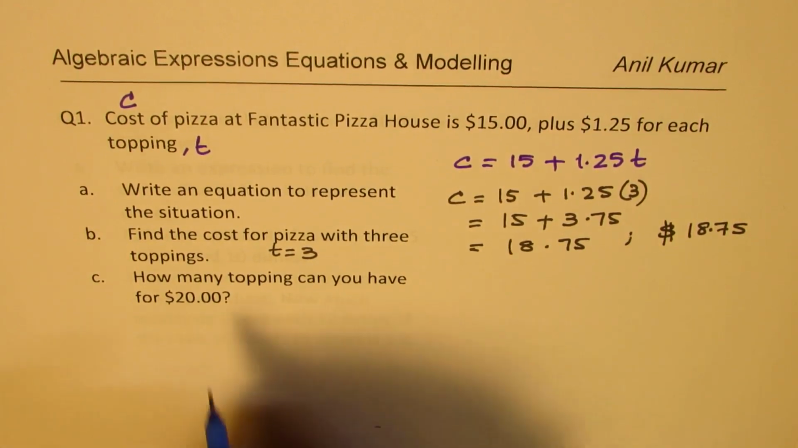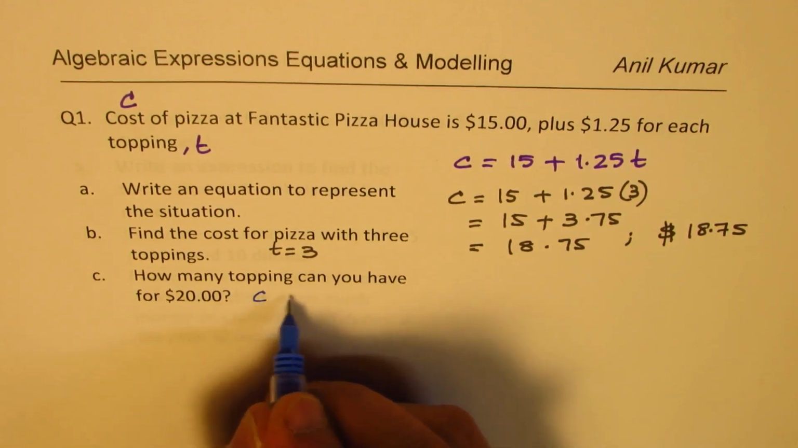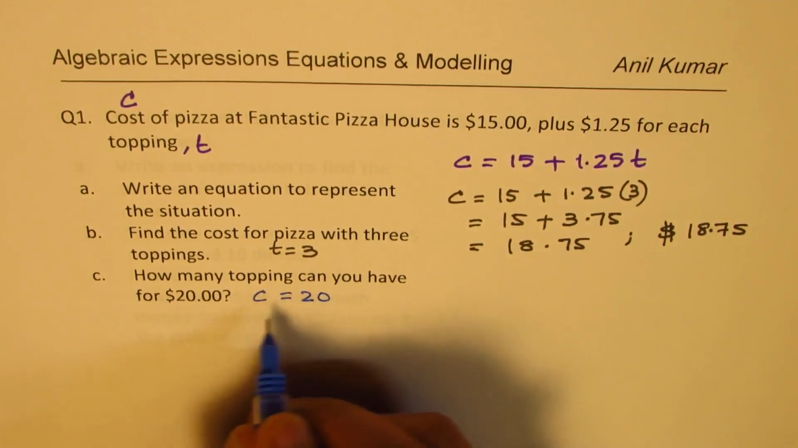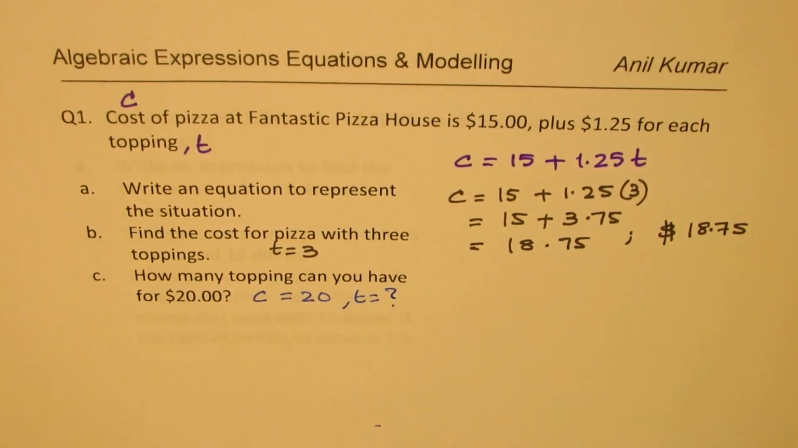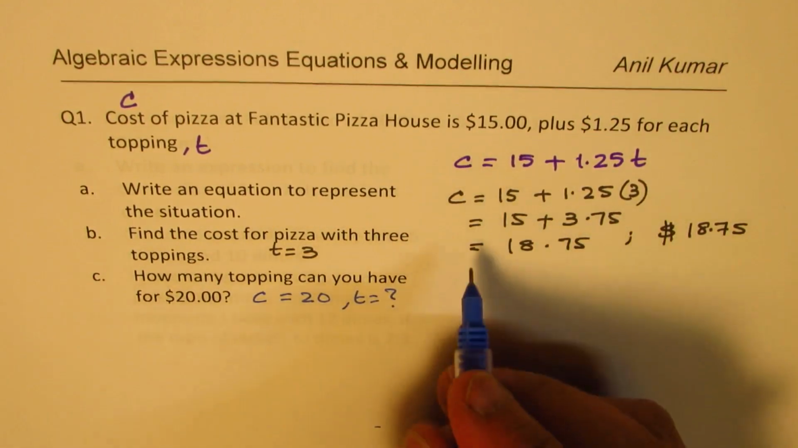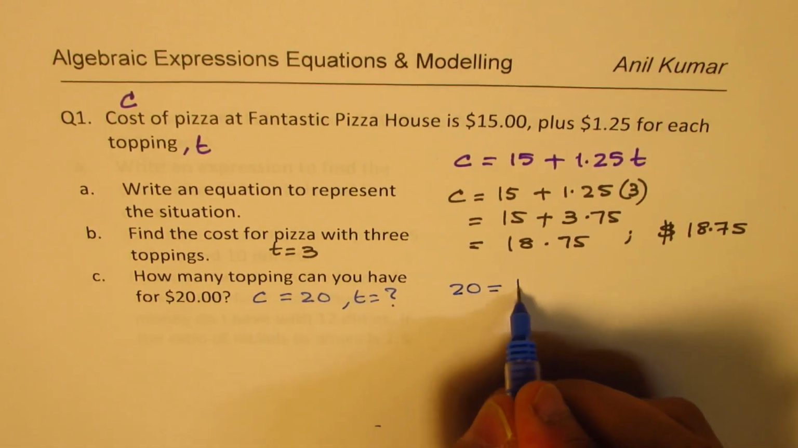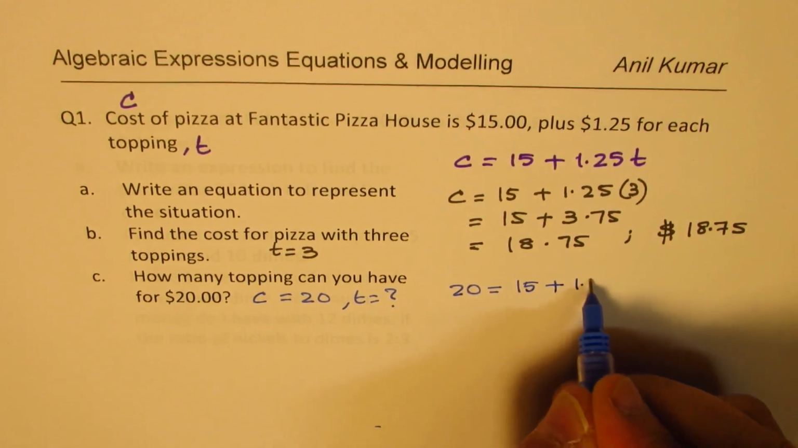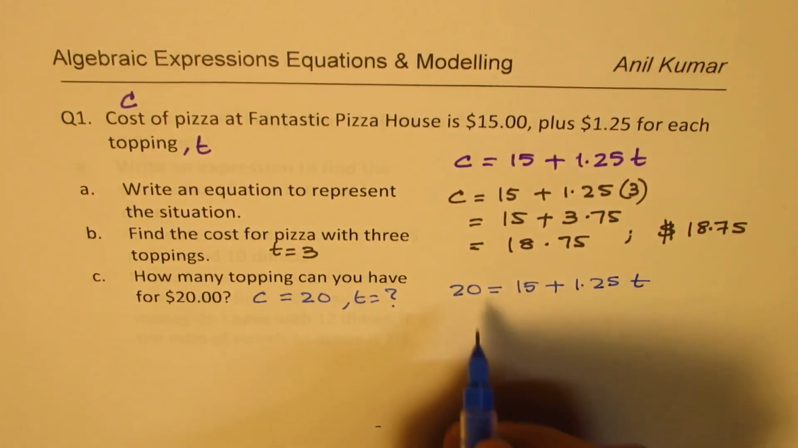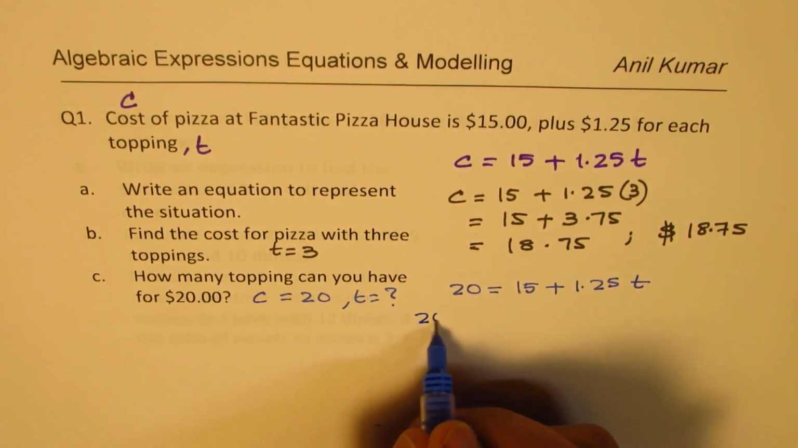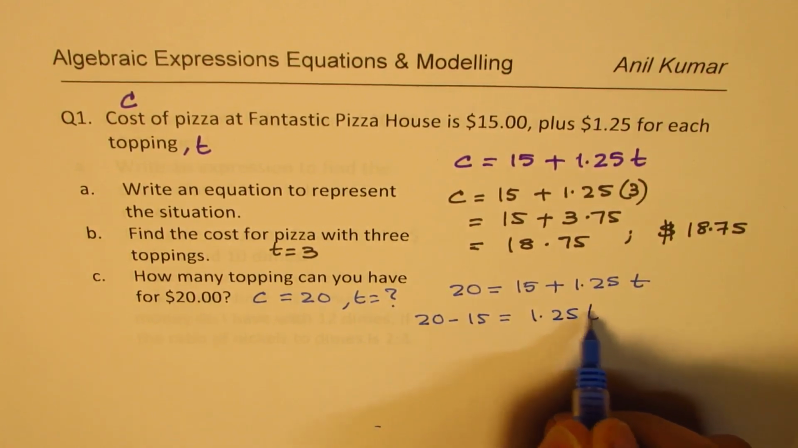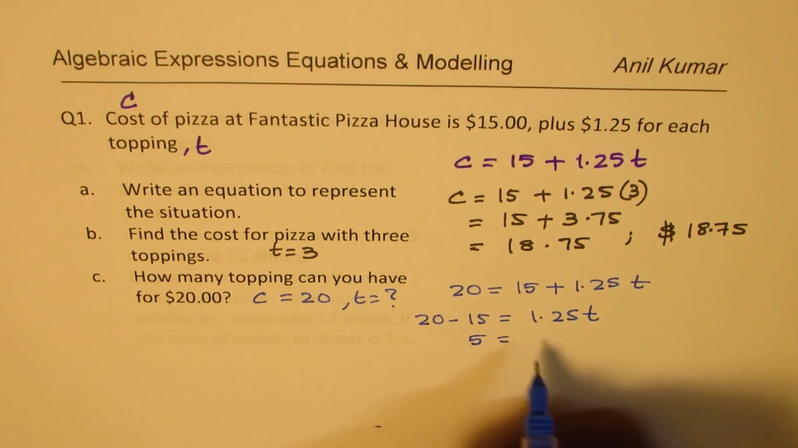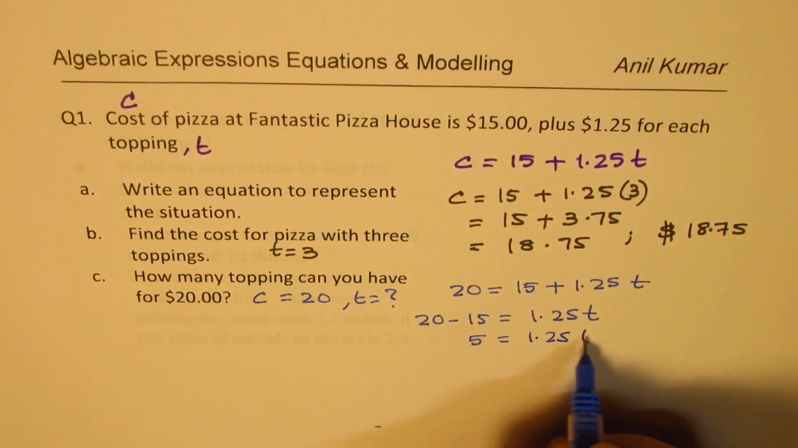Okay, so we have money for $20. So the total cost is $20. We need to find what T is. So I hope you understand the question now. So in this formula, we'll replace C with 20 and we have 15 plus 1.25 T. So we can take away 15 and then figure out the toppings. So we get 1.25 T, which is $5, 1.25 T.